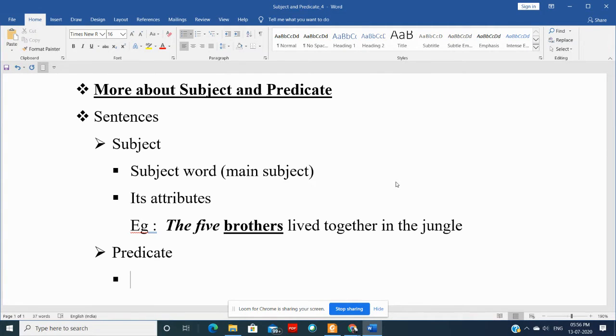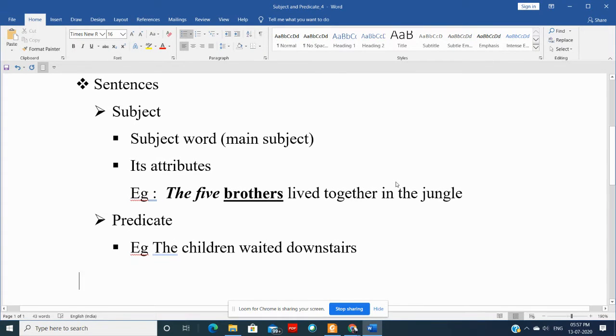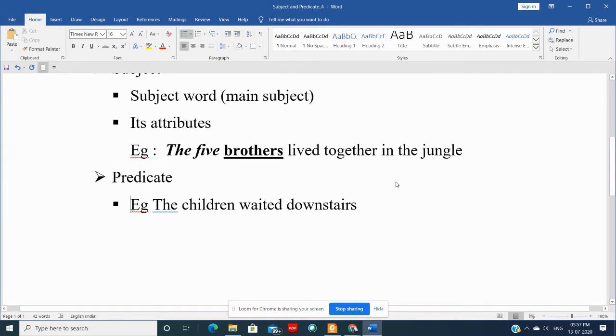Okay, so in the predicate, for example, if we look at: the children waited downstairs. If I give you an example, the children waited downstairs. So here you can say that waited downstairs is your predicate, okay? And the children waited. So waited is your main verb, okay?